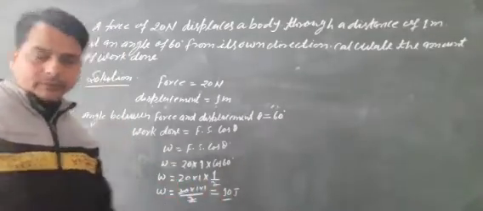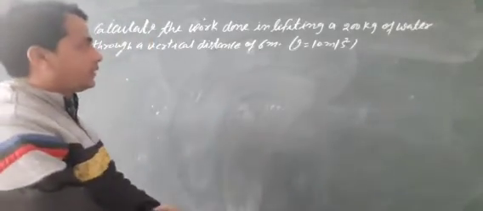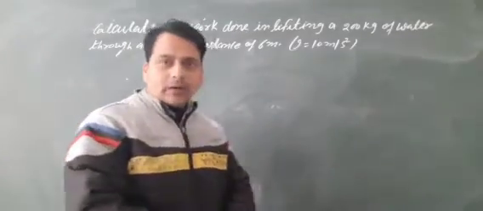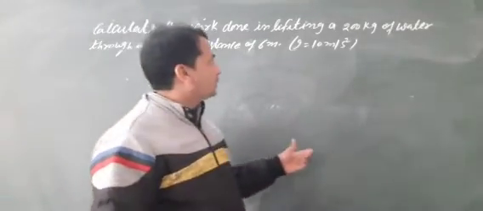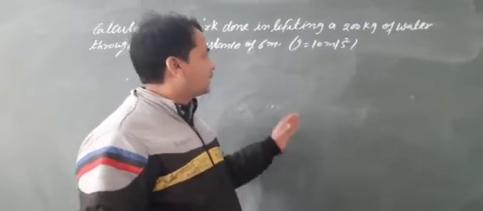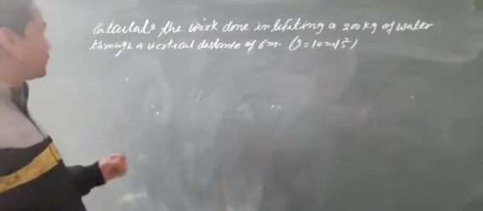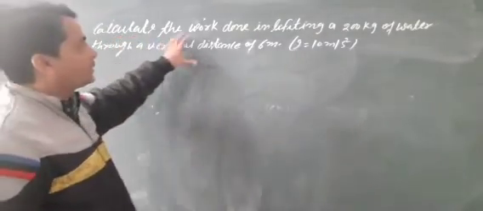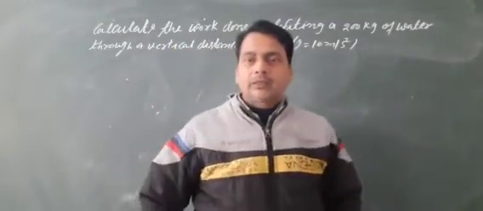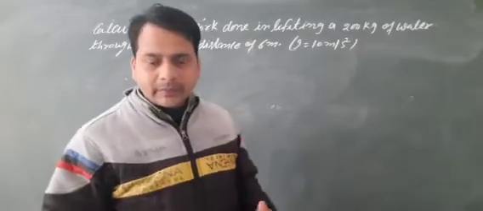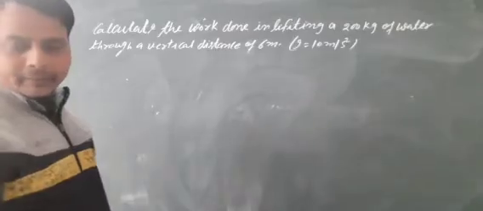Now the next question here: calculate the work done in lifting 200 kg of water through a vertical distance of 6 meter, and acceleration due to gravity is given here as 10 meter per second square. In this question we know that we calculate the work done. So we know that work done is equal to the product of the force and displacement along the direction of the force. So in this question some clues are given here.